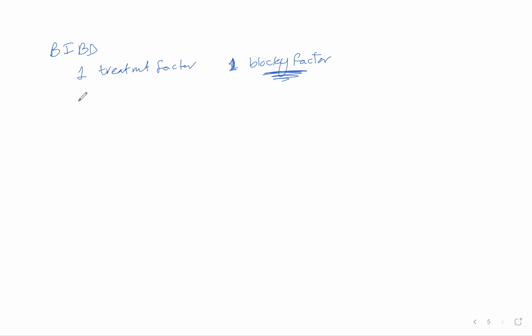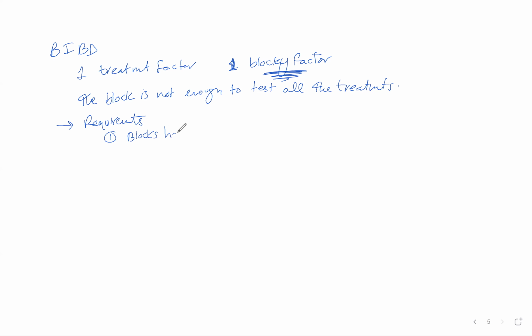So in this case, the block is not enough to test all the treatments. The requirements of this design to have a balanced incomplete block design: the first one is the blocks have the same size.